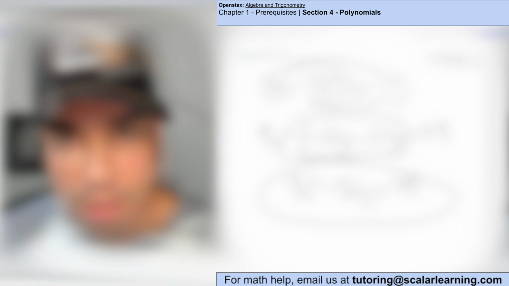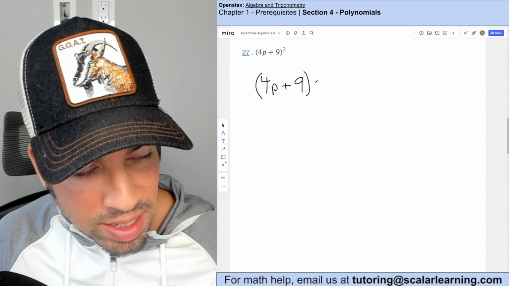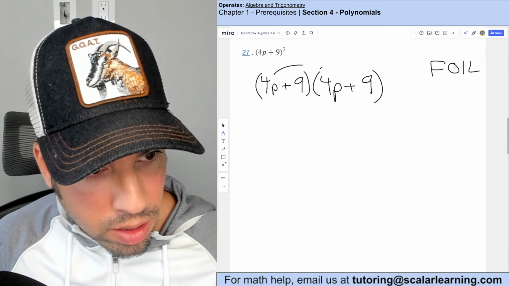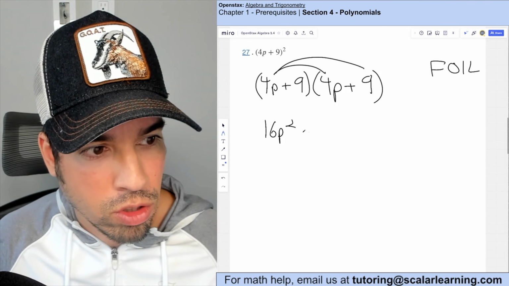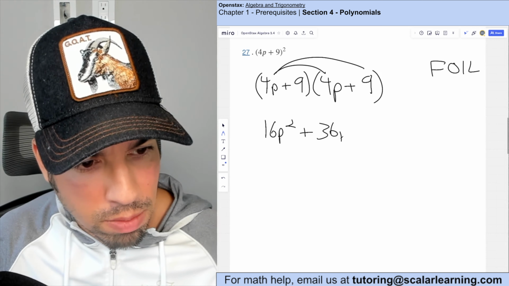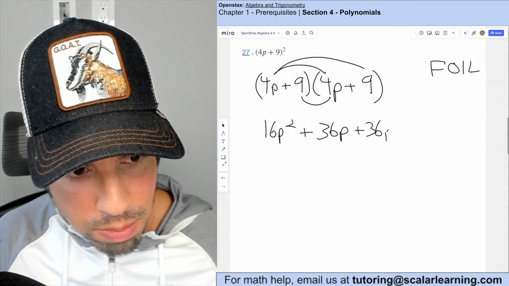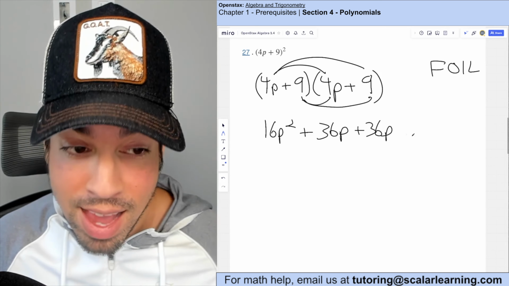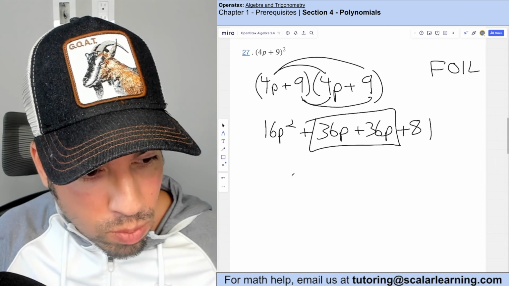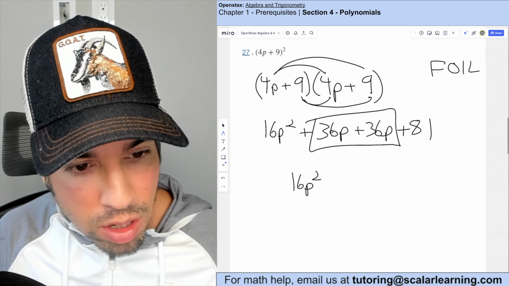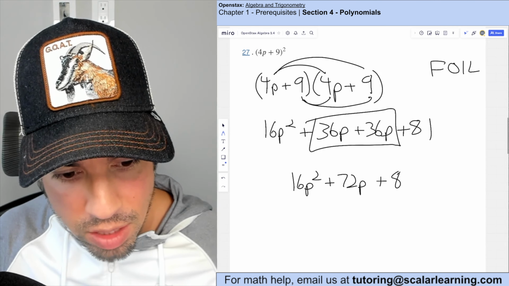Boom, done. So I'm going to rewrite this as 4p plus 9 times itself. Now we can FOIL again, so we get first 16p squared, outer plus 36p, and then again inner, 9 times 4 is again 36p. And last but not least, the last, 9 times 9, which is 81. Then we're going to combine like terms, and we get 16p squared, 36 plus 36 is 72p plus 81.